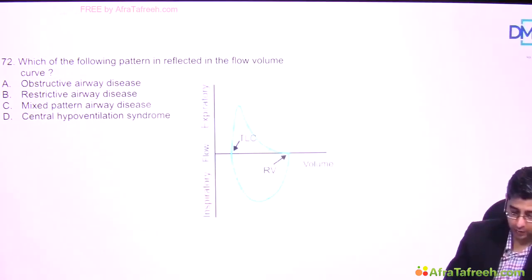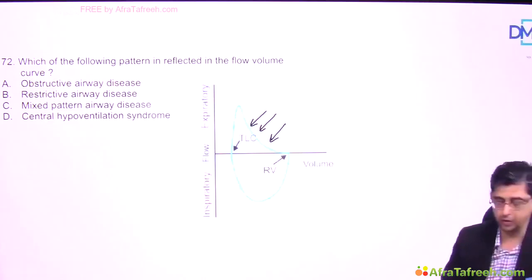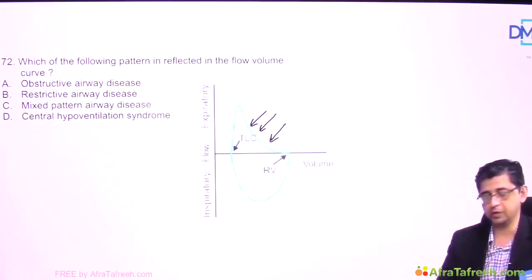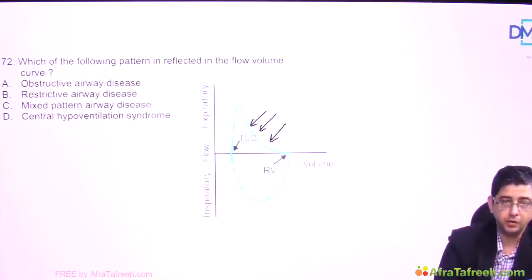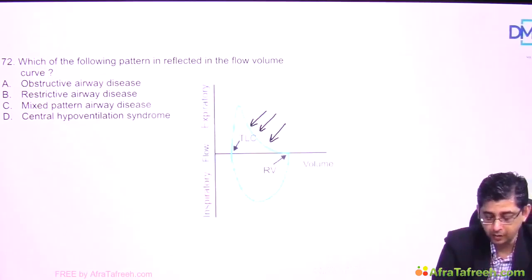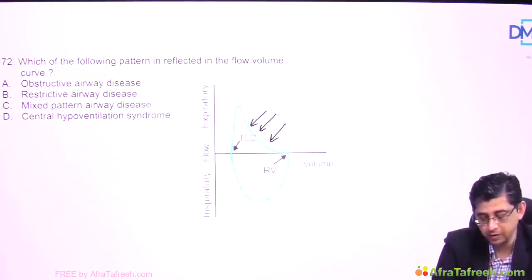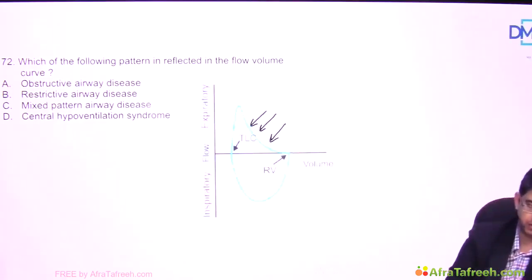In this case, I would like you to notice a very characteristic concavity in the downswing of the inspiratory part of the flow volume curve. The image here shows a flow volume curve, and in the inspiratory part there is a narrowing, so that is in favor of diagnosis of bronchial asthma. The answer would be obstructive airway disease.